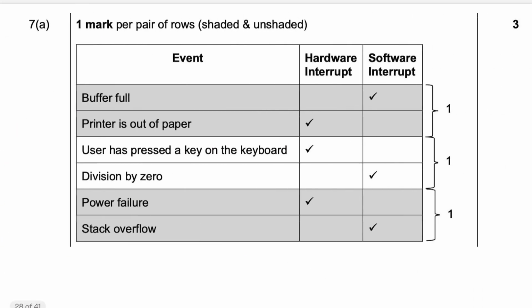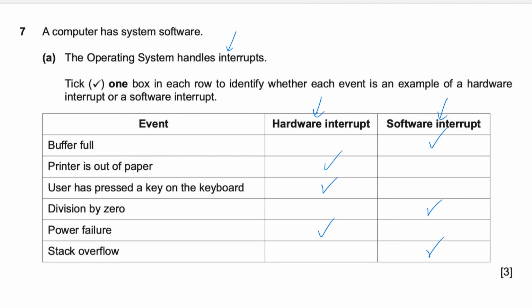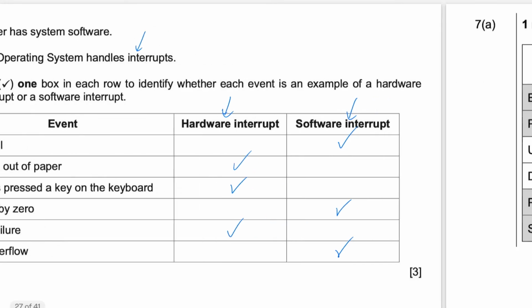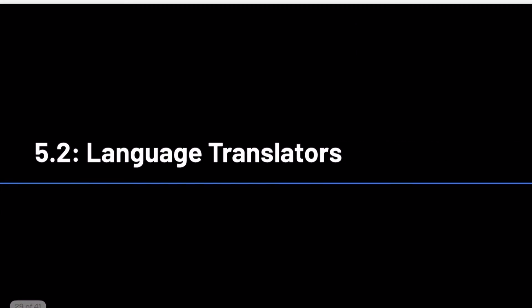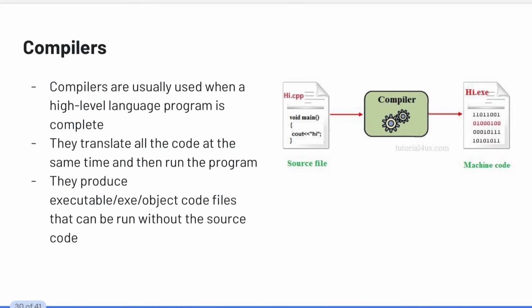Let's see if we got those right. Okay, so yeah, I think we're good to go. The main distinguishing factor is whether this involves hardware or software. So it's actually pretty simple, but I still wanted to go over it just so you have an idea of how to deal with an exercise like this. That being said, let's move on to the next section in this particular topic, which is language translators.